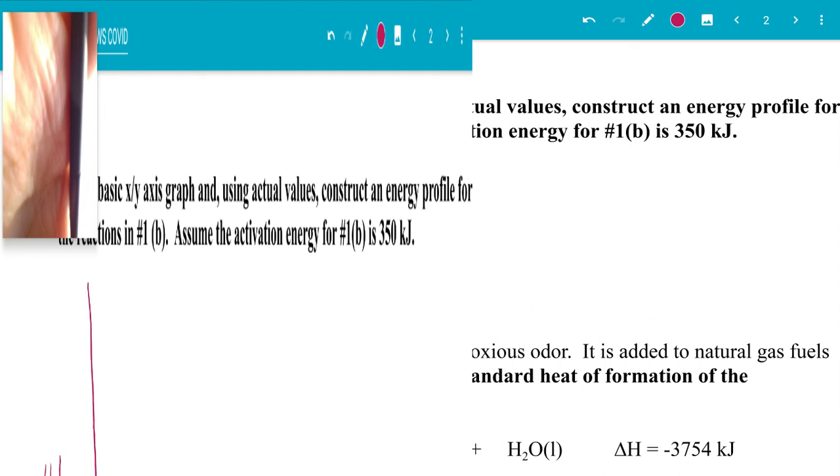For the ethane thiol, it's a 2. For the oxygen, it's a 9. Don't you hate these big numbers? They drive me crazy. Carbon dioxide is a 4, sulfur dioxide is a 2, and the water is a 6. All right, now we're totally ready.